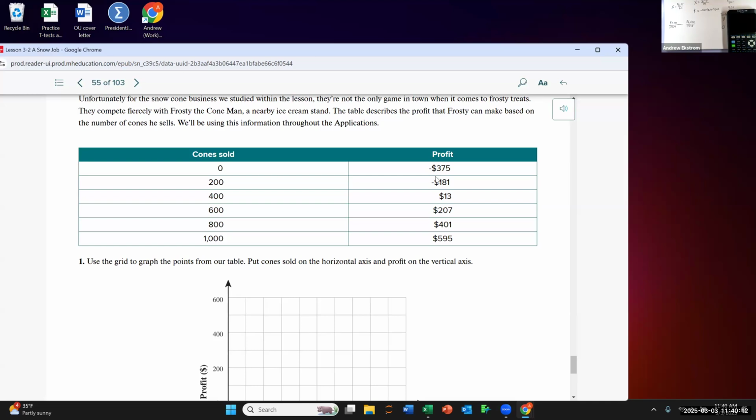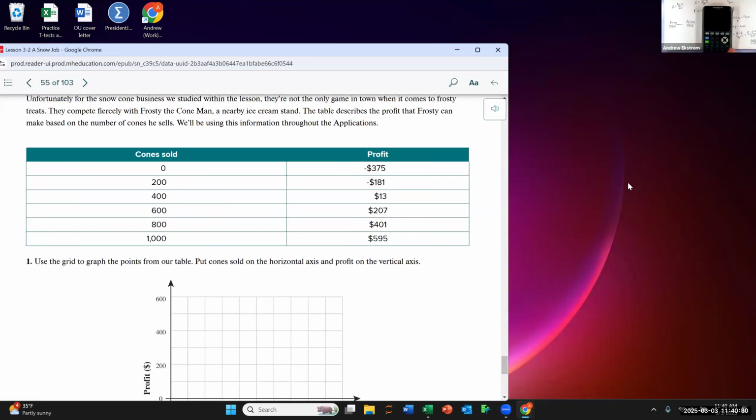Here, though, we do need to be aware that the values we have go from negative 375 to about $600. So if we're going to do this with our graphing calculator, what do we have to do if we want to get a full idea about what the graph looks like for this particular data set? X-min, so what's the minimum number of items they can sell? 0. What's the largest number that they're looking at on here? 1,000.